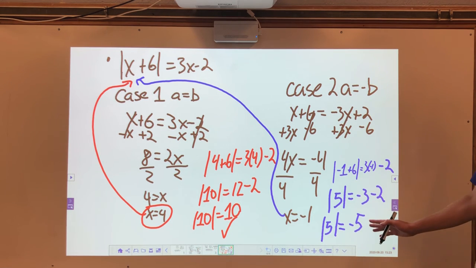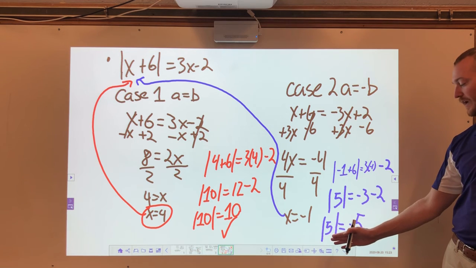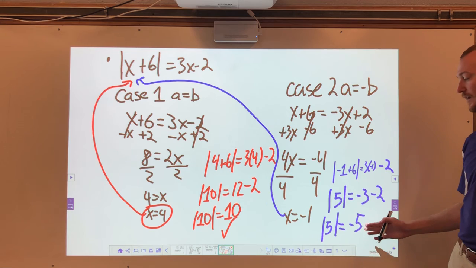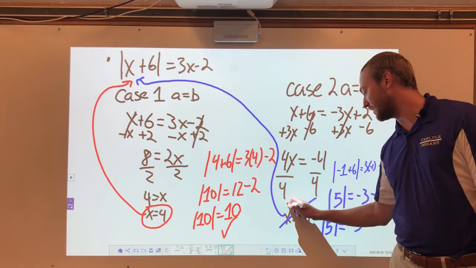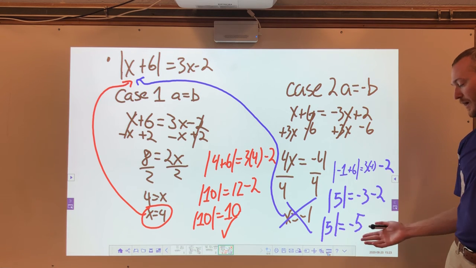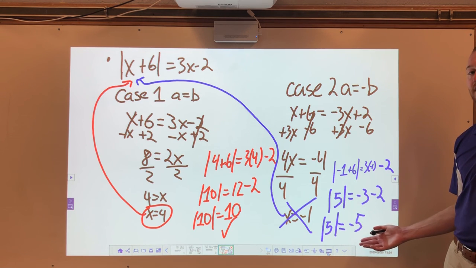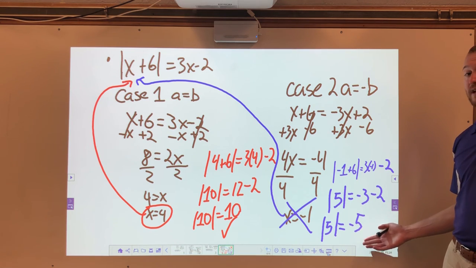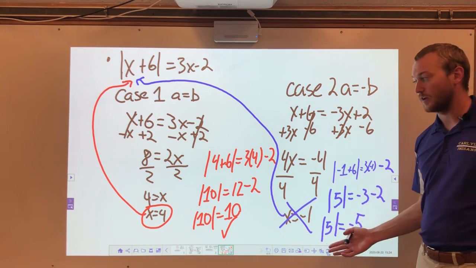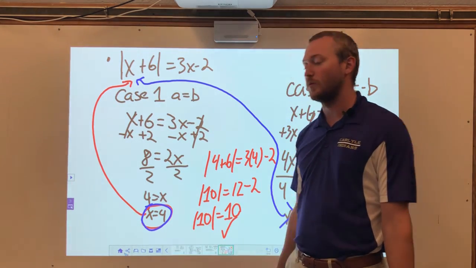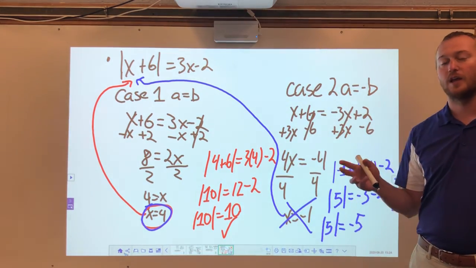Right here, right away, we should realize that the absolute value of any number cannot be negative. So this is not a solution. x equals negative 1 is not a solution because, again, the absolute value of 5 is positive 5, not negative 5. You can never get a negative answer when you're taking the absolute value of something. So here there's only one solution. x equals 4 is our only solution.